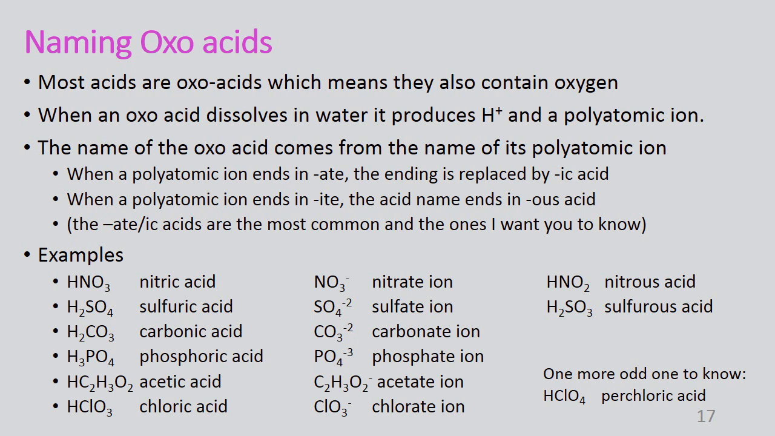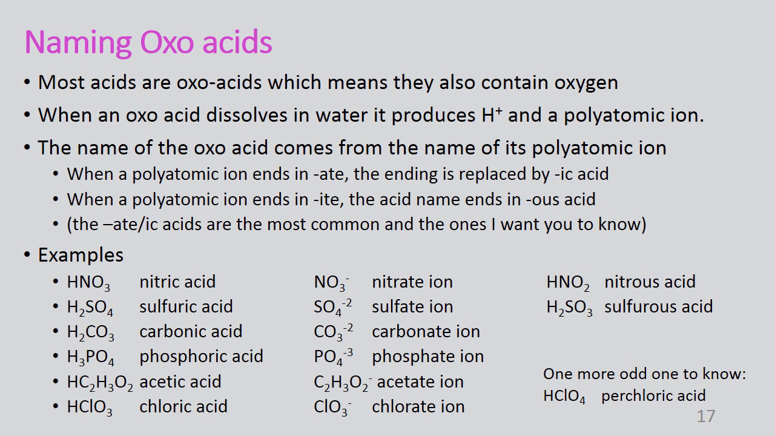If the polyatomic ion ends with the ATE ending, it gets replaced by the ic acid. So you can see the examples on the left. HNO3 is nitric acid. When it loses its H plus, it becomes the nitrate ion. Sulfuric acid comes from sulfate. Carbonic acid comes from the carbonate ion. Phosphoric acid from the phosphate ion. Acetic acid comes from the acetate ion, and chloric acid comes from the chlorite ion. Now, those are the main ones that I want you to know.